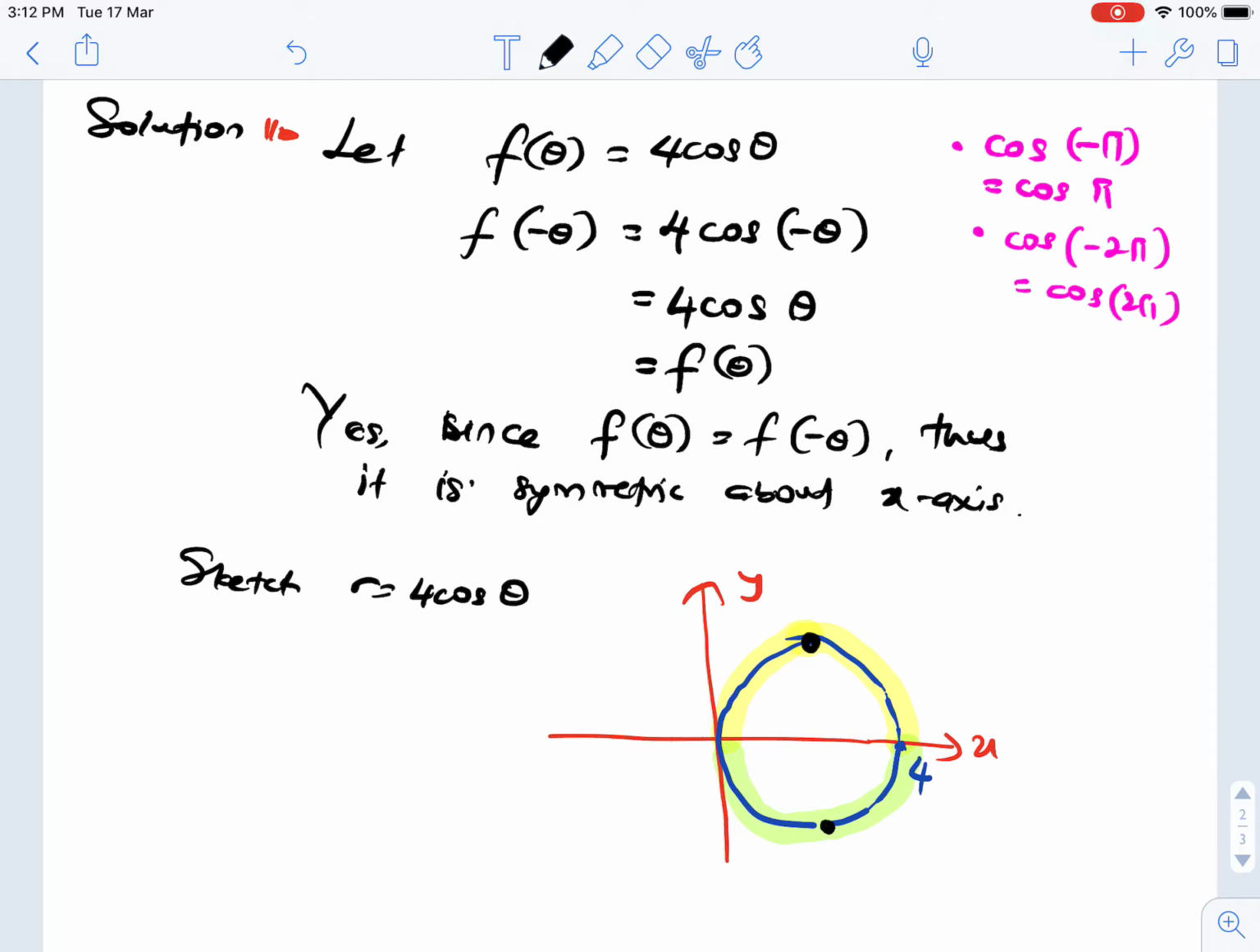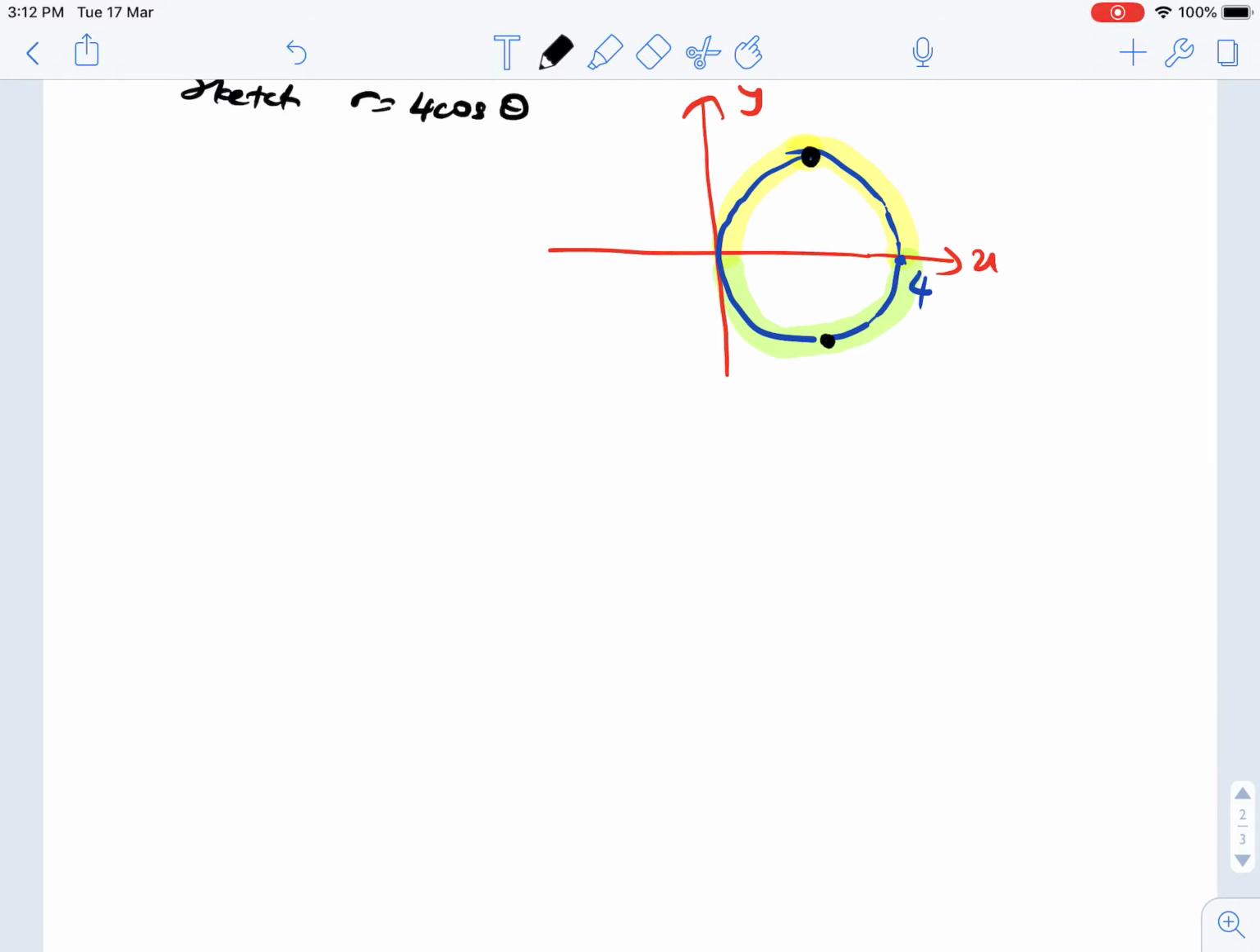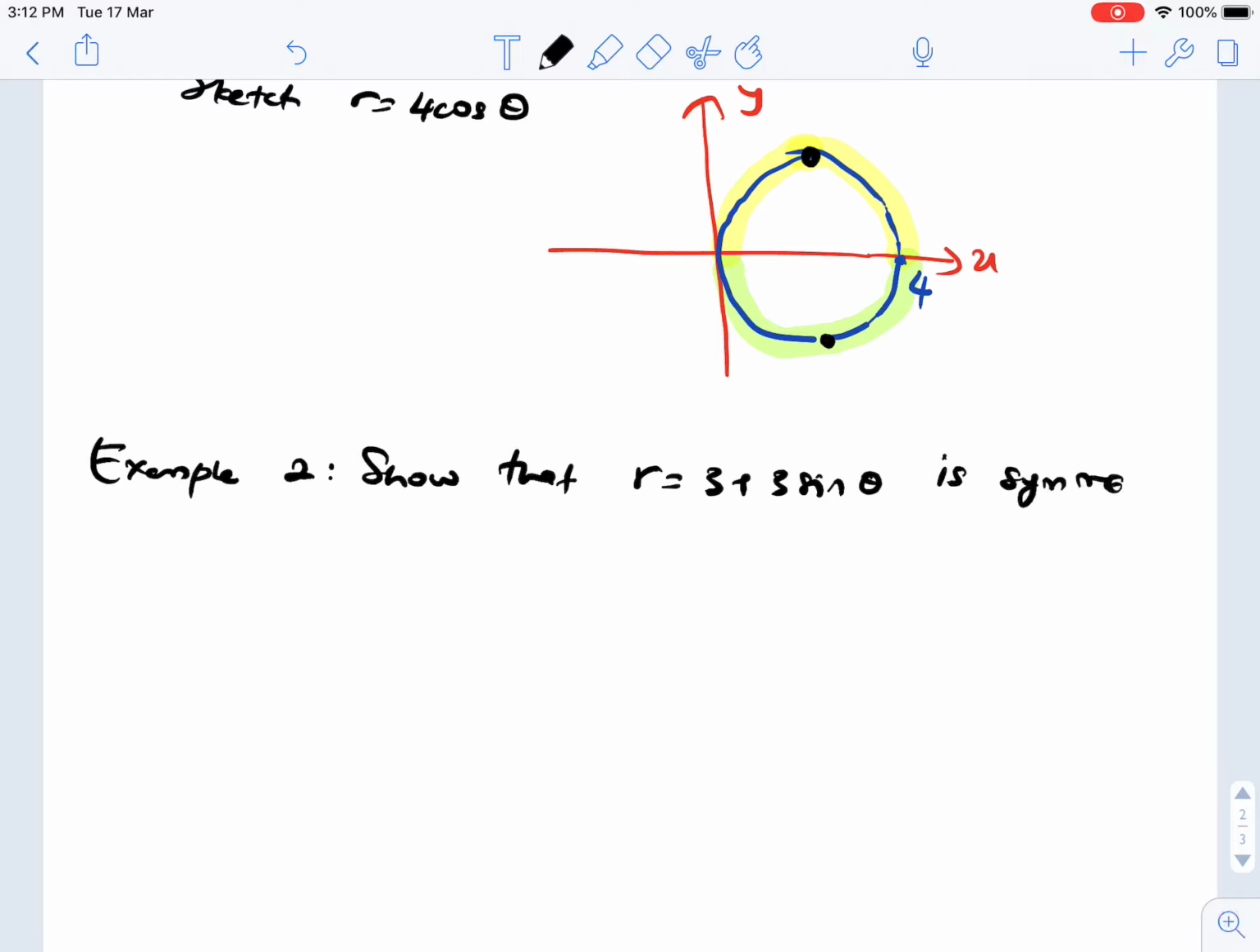Let us do next example. Example 2. Show that r equals to 3 plus 3 sine theta is symmetric about y-axis. Okay, so solution.